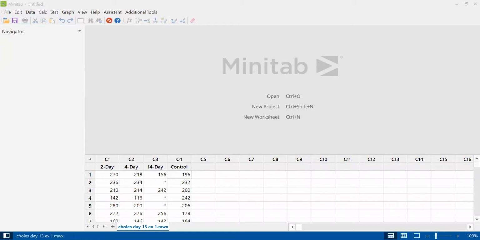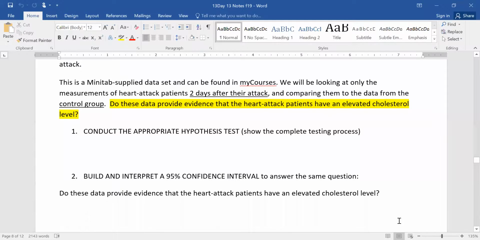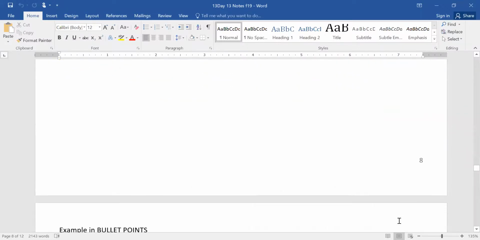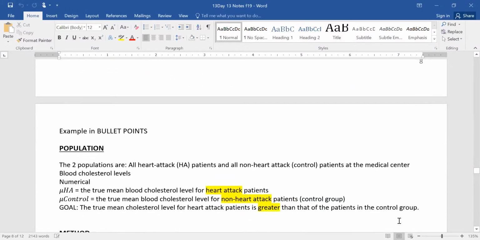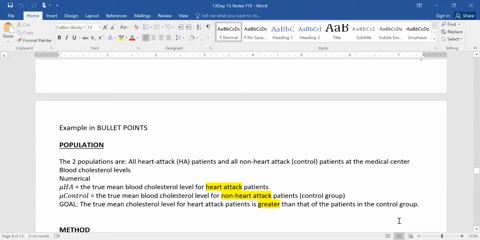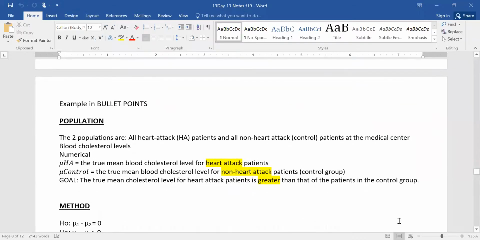So I'm going to go back to our typed notes and scroll down to the next page where it's a completed example so we can look at the write-up. So for my population, remember what I want to do is identify my two populations. My first population is my heart attack patients, and my second population is the control patients, or you could say the non-heart attack patients, right? And then I want to identify the variables. So what are we studying about those patients? It's their cholesterol levels.